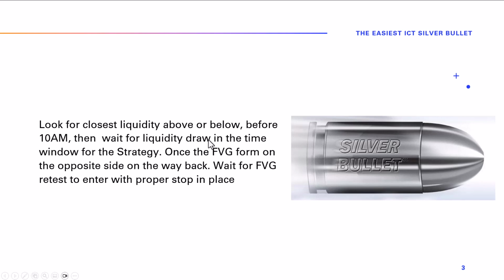Then wait for liquidity to be drawn in the time window for the strategy, right? I already mentioned the time window, so I don't need to say it again. You guys know it already. Once the FVG forms on the opposite side on the way back, wait for the FVG retest to enter with a proper stop in place. You will understand this properly once you see the example, because I will go into more detail and you will get it with no problem. Let's move to the next slide.